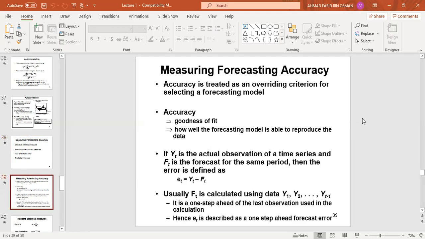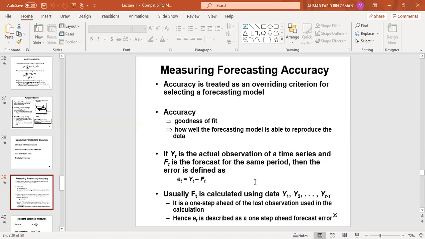Okay, so accuracy is treated as an overriding criterion for selecting a forecasting model. Accuracy represents goodness of fit of the model and how well the forecasting model is able to reproduce the data. If Yt is the actual observation of a time series and Ft is the forecast for the same period, then the error is defined as the actual minus the forecast value. Actual minus forecast represents the forecast error. We use et to represent a forecast error. Yt is the actual value, Ft is the forecast value.